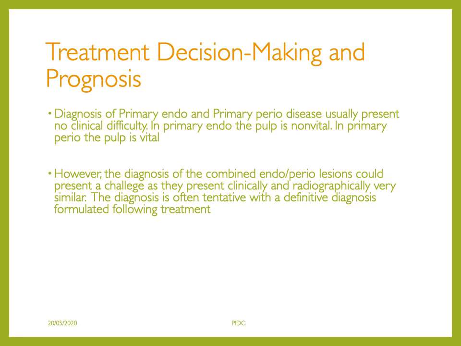Diagnosis of primary endo and primary perio disease usually presents no clinical difficulty. In primary endo, the pulp is non-vital. In primary perio, the pulp is vital. So it's very easy for diagnosing primary cases. However, the diagnosis of combined endo-perio lesion could present a challenge, as they present clinically and radiographically very similar. The diagnosis is often tentative, with a definite diagnosis formulated following the treatment.